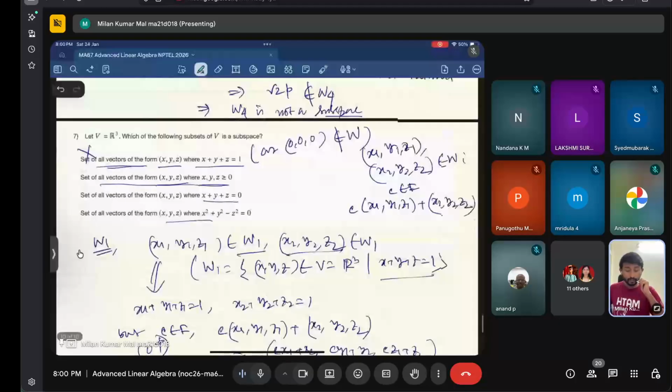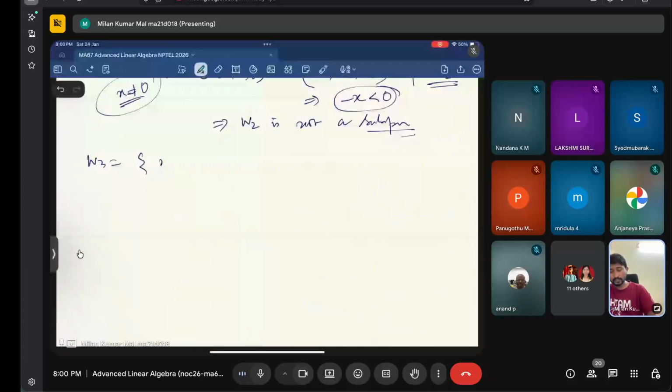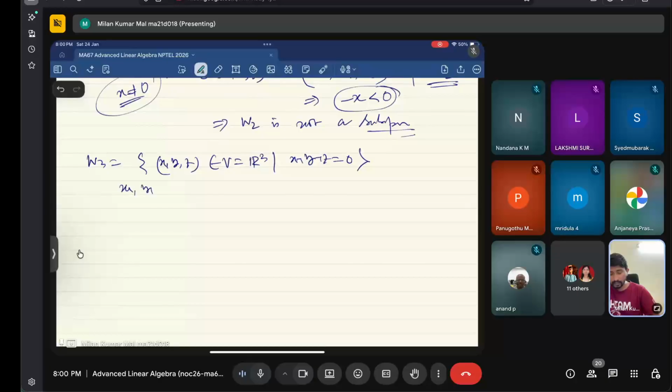Set of all vectors of the form xyz such that xyz equals 0, that is again a subspace. W3 is equal to all xyz in V, which is actually R3, such that x plus y plus z equals 0. So similarly, I will take x1, y1, z1 and x2, y2, z2. These are two entries in W3 and c an element in F.